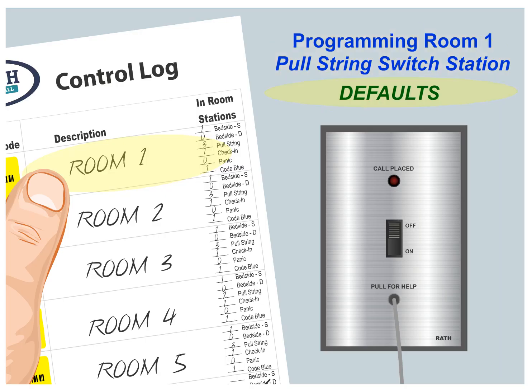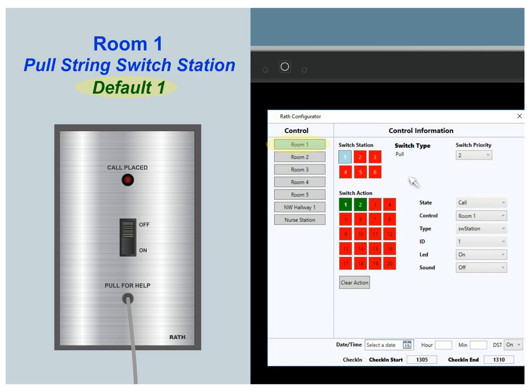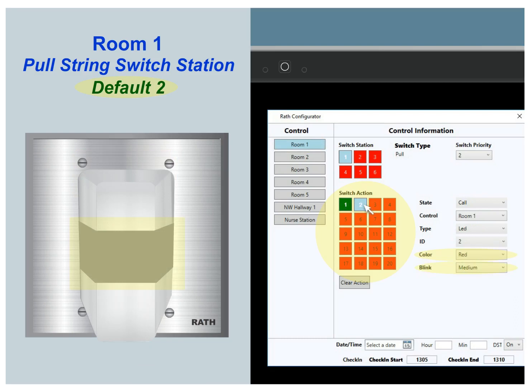Let's walk through an example. Room 1 has a pull string station attached to port 1. As you can see, there are 2 default actions already programmed. Action 1 is to turn on the pull string plate's LED. Action 2 is for the smart dome light's LED in room 1.